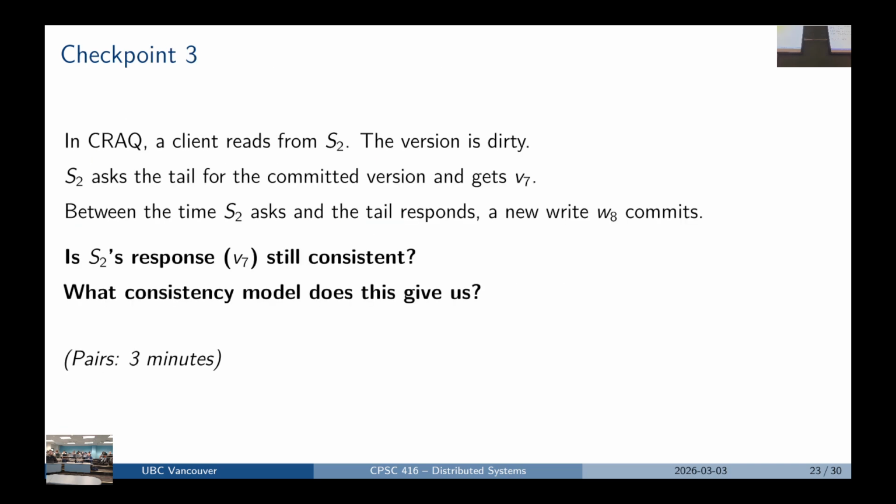One more checkpoint. I think this is the last one today. A client reads from S2. The version is dirty. S2 asks the committed version to get S7. We'll do 3 minutes this time. Reason about this.